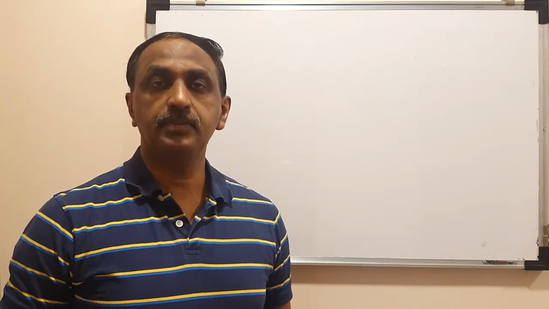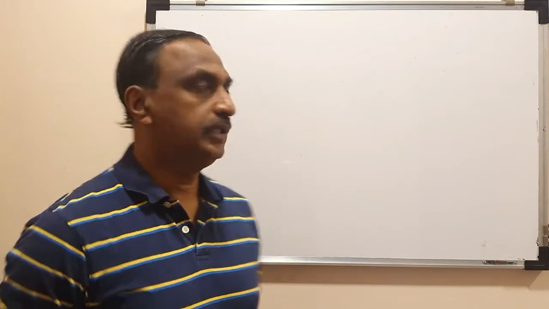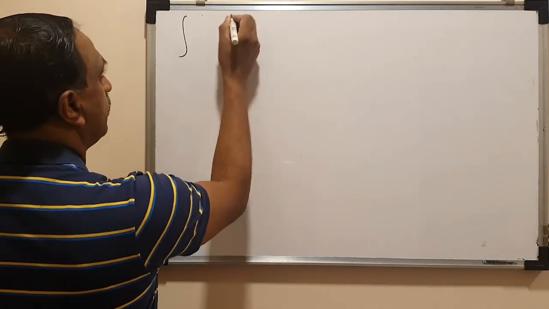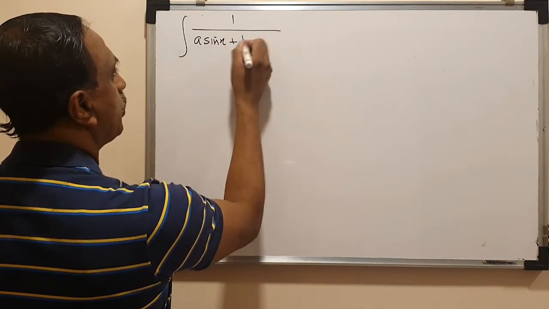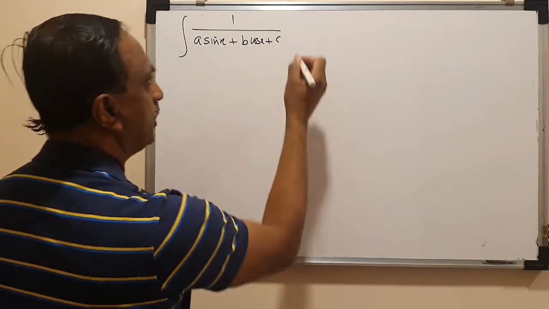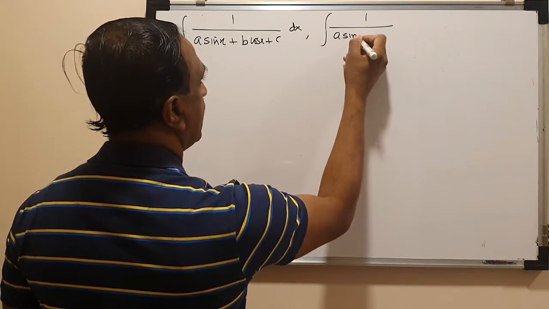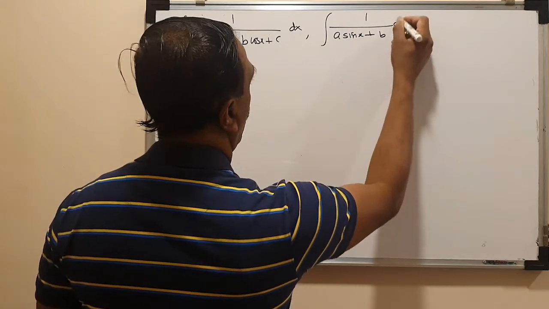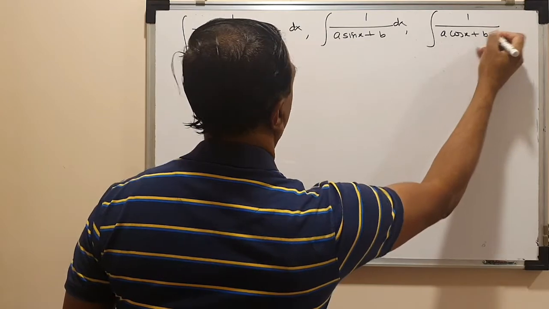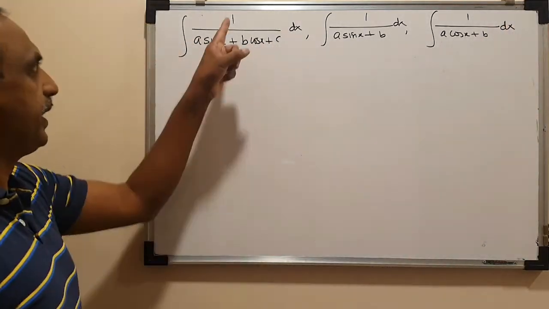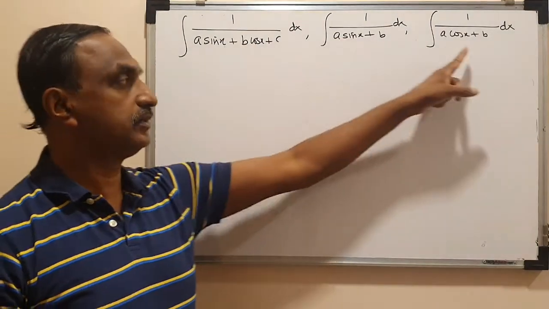Now we shall discuss some important integrals, or I call them a special function. For example, of this kind: integral 1 upon a sin x plus b cos x plus c, or integral 1 upon a sin x plus b, or integral 1 upon a cos x plus b. What you notice here is the numerator is only 1 and the denominator is a combination of sin and cos.